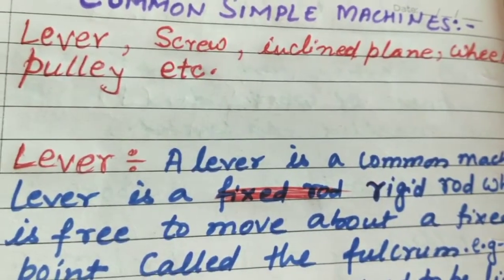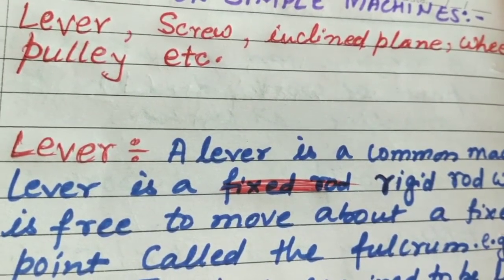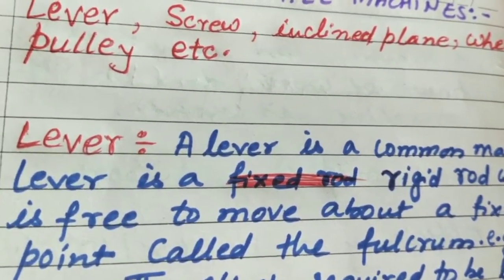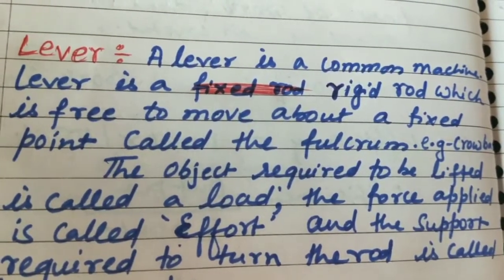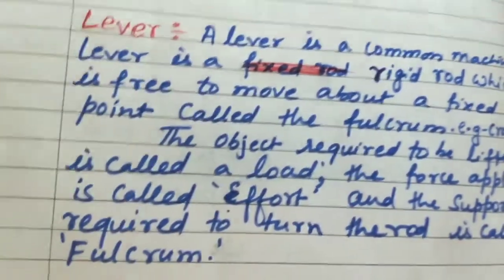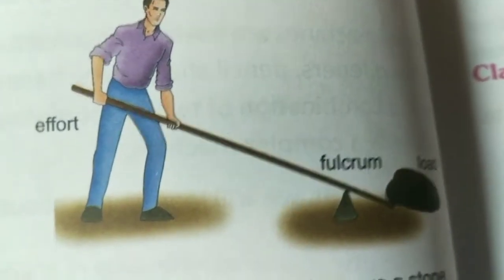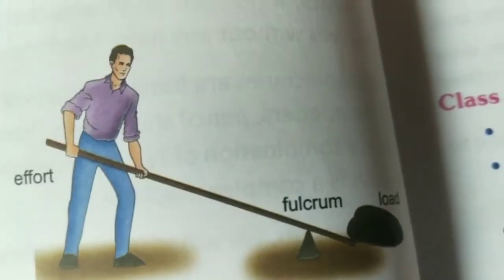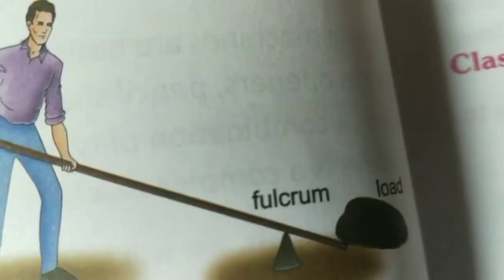As you know, the lever is a rigid bar or a rod that can move about a fixed support or a point, and the fixed point is called a fulcrum. An example is a crowbar. The object which is required to be lifted is called a load, and the force which we apply to lift the load is the effort, as you can see from the picture.